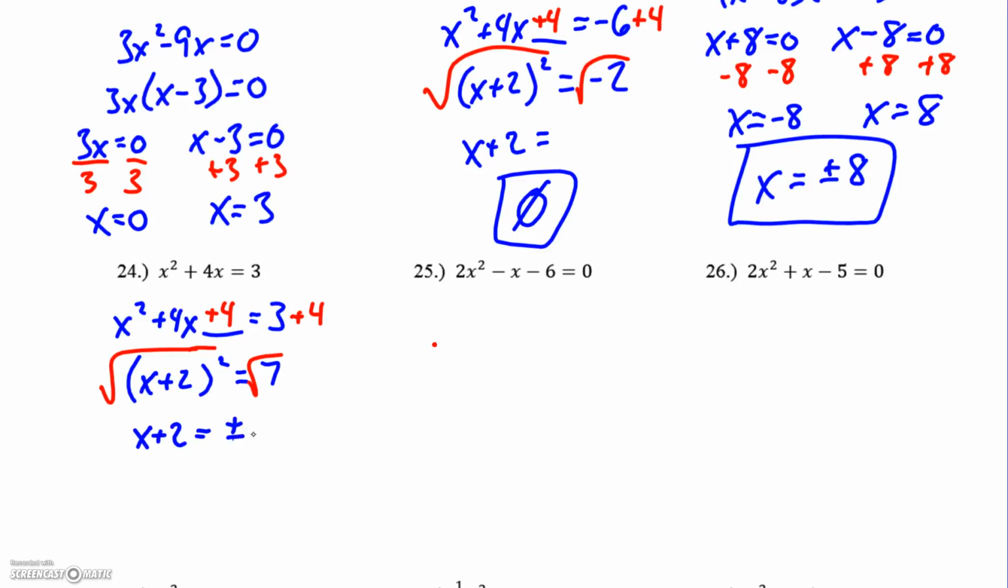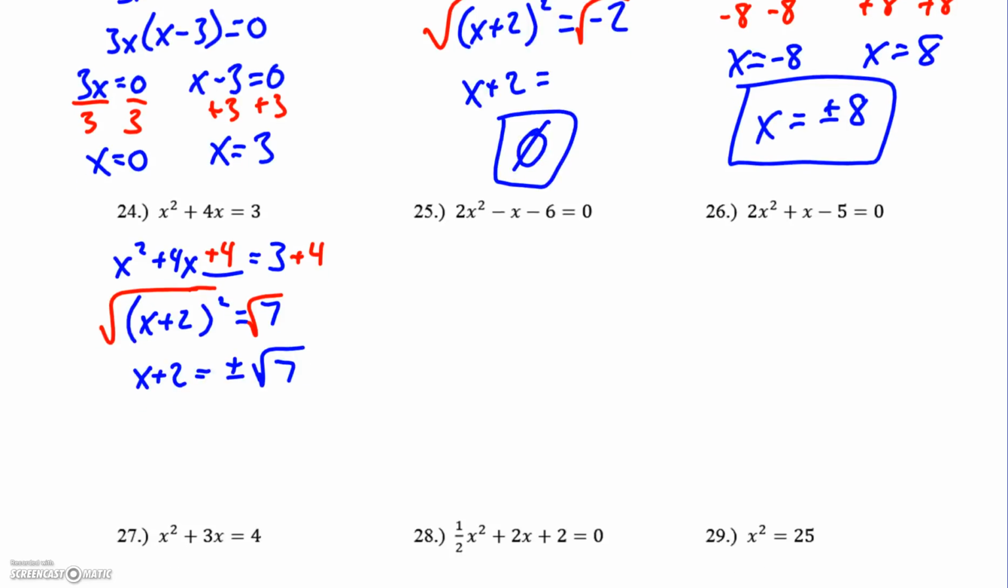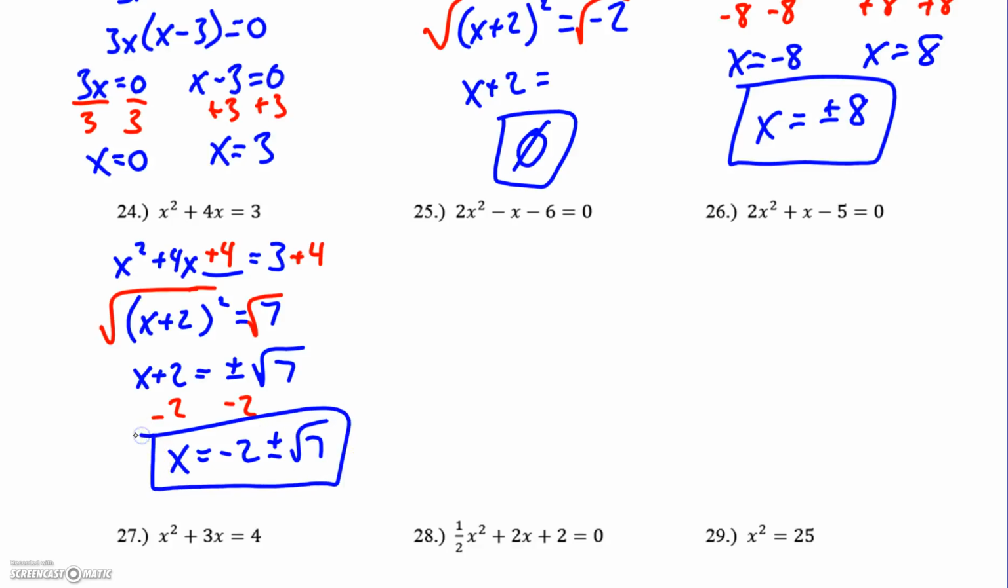Over here I'm left with plus or minus the square root of 7. Again, when we take the square root of each side we have to remember to do plus or minus. And now from here I just have to subtract the 2 from each side. And I find out that x equals a negative 2 plus or minus the square root of 7, and I'm just going to leave my two answers that way. And that's what's nice about completing the square. It's actually very quick and simple once you get used to that process.